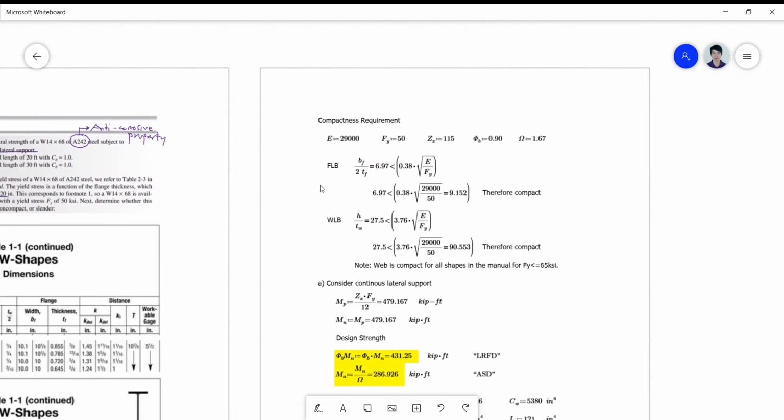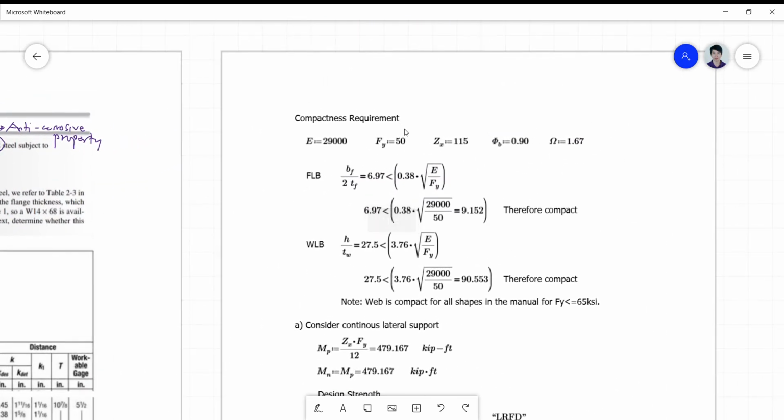So to begin with, we check the compactness requirement first. Although the probability of having a compact section for AISC shapes is very high, especially on the web, still, we need to check it for assurance that we don't have any problems regarding compactness.